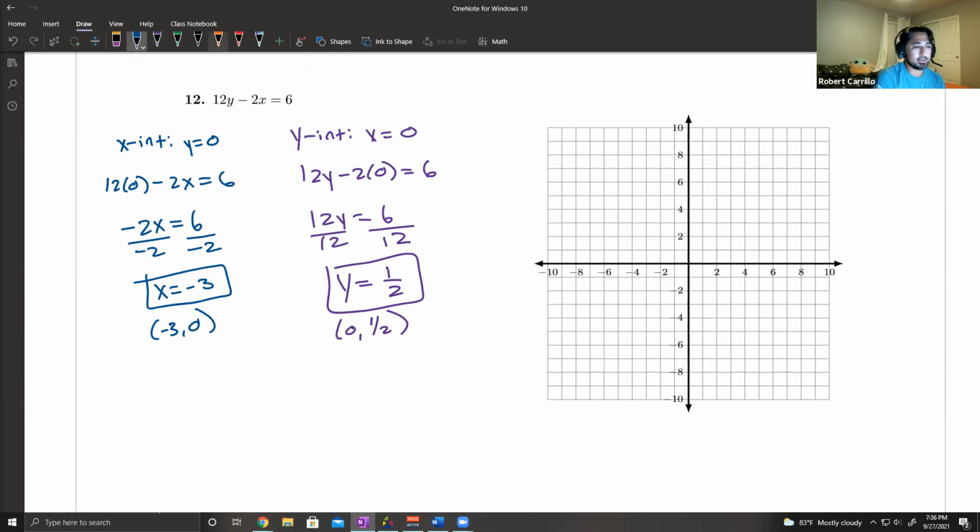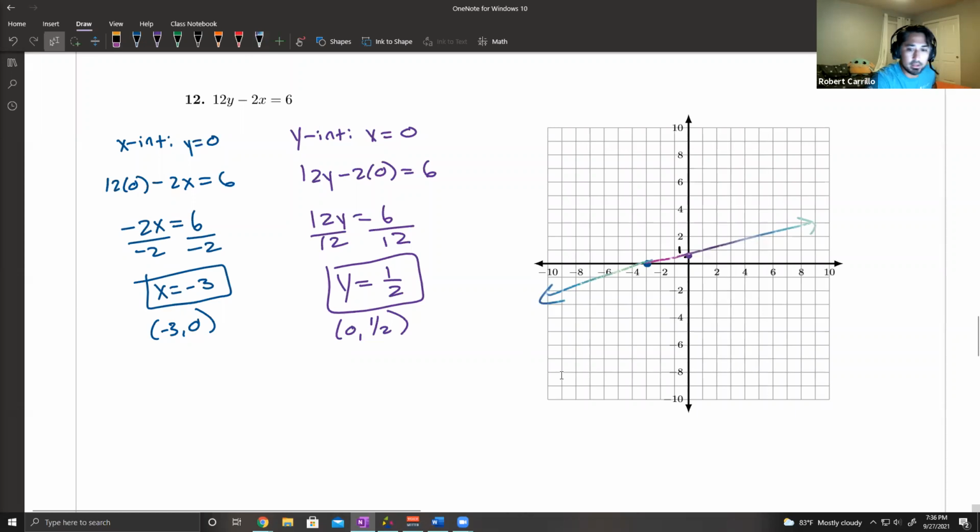Plot your points. -3, 0. So 1, 2, 3 on the x-axis, -3, 0. And y is 1/2. So this is 1. And right about there is going to be your 1/2. So y is 0.5. So we put that right there. Okay. And just connect. To the right. Down to the left.